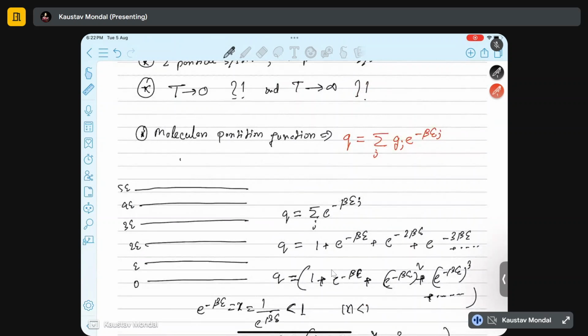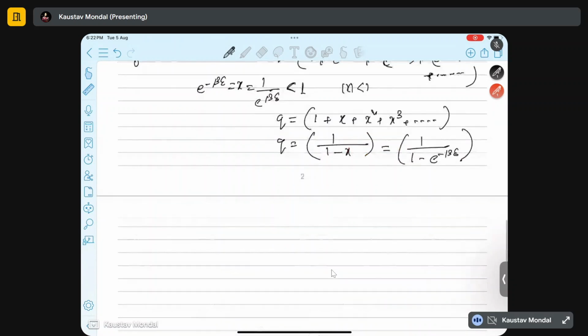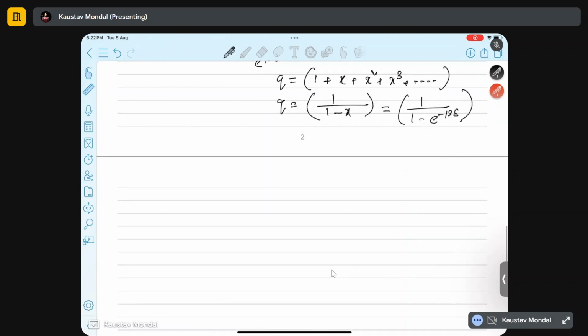So this is basically infinite. This tends to a very large number of energy states. Only then is this thing true. So anyway, this is a closed form of the molecular partition function.